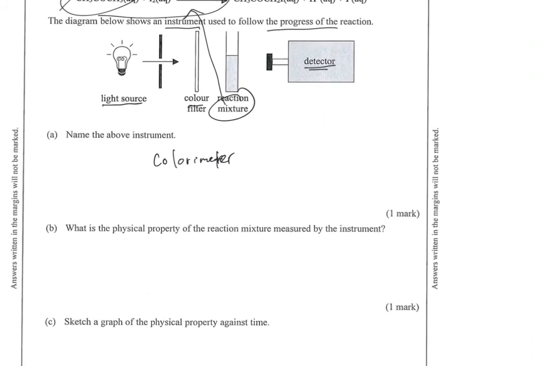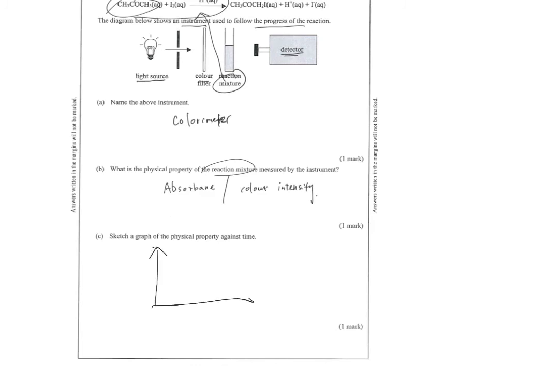So what's the physical property of the reaction mixture measured by the instrument? We will measure the absorbance, right? Or some of you can write the color intensity, it's okay, of the reaction mixture. So by measuring these properties, you can find out the concentration. Sketch a graph of a physical property against time. So the y-axis is absorbance, and the x-axis should be time, right? And then we know that the absorbance of the colored sample will decrease with time, and eventually all the color may disappear, okay?